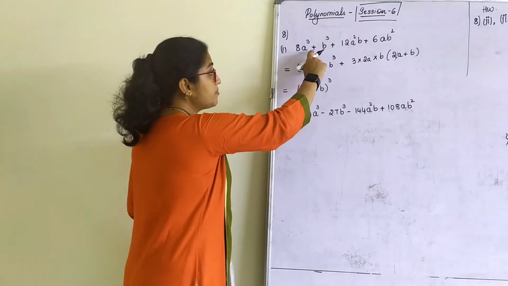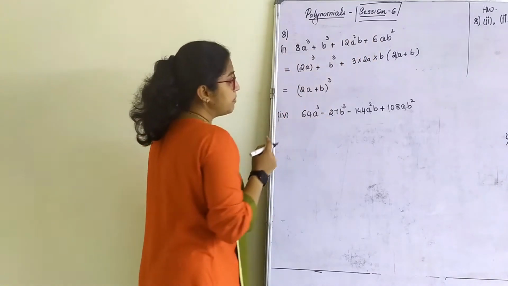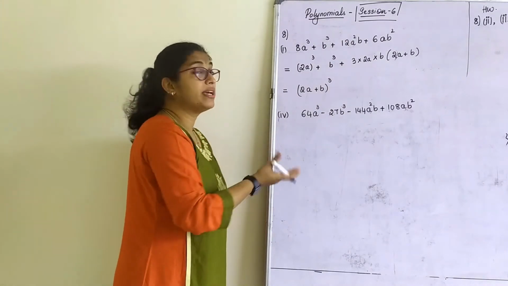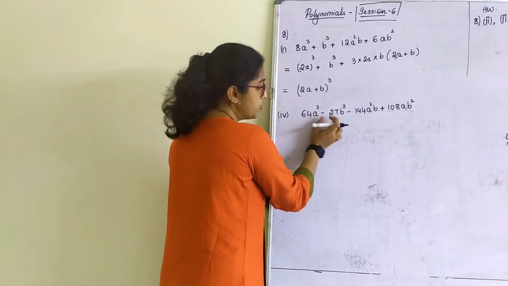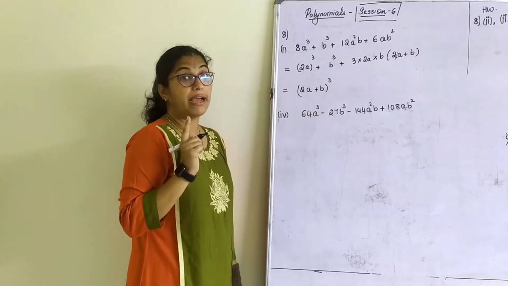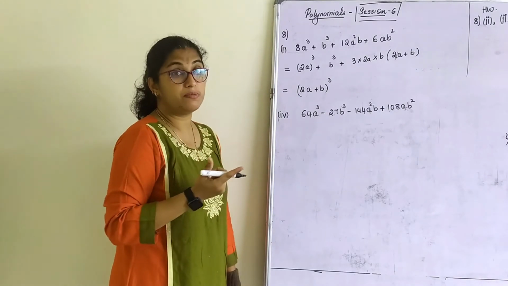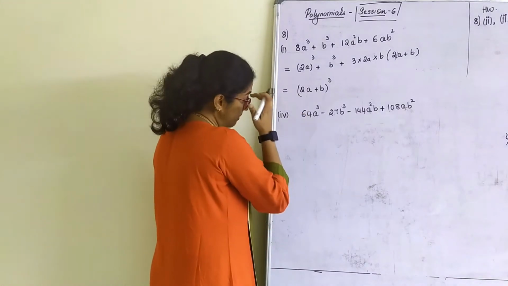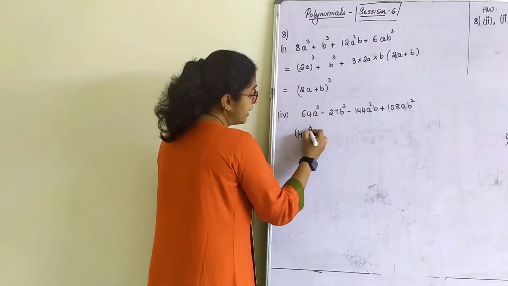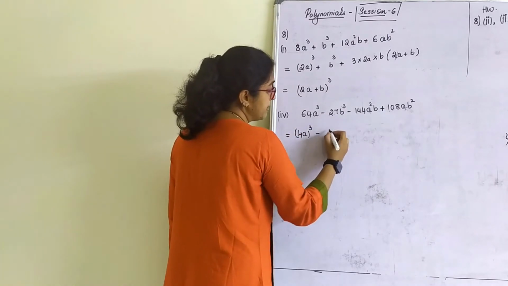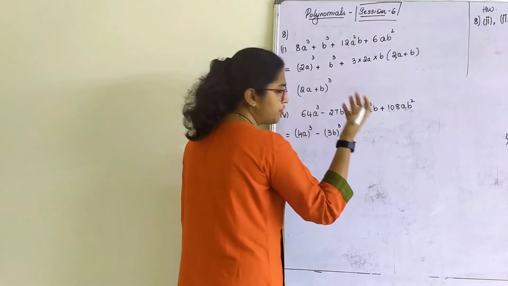Now see here, why did we choose the plus identity earlier? Because everything was plus. In the minus case, you get a combination of plus and minus. But when you see the second cube term is minus, that is your hint that the question is for a minus b whole cube. So 64 can be written as 4a cube, since 4 cube is 64, and 27 can be written as 3b cube. Now according to the formula we go ahead.